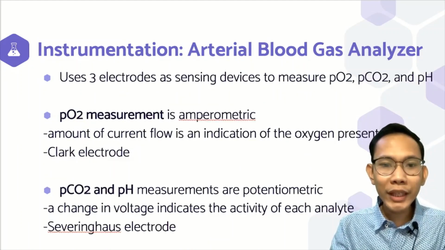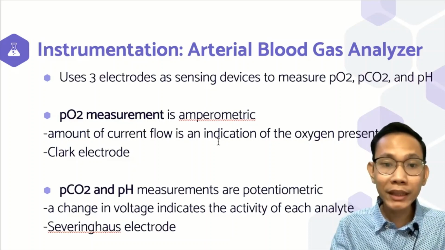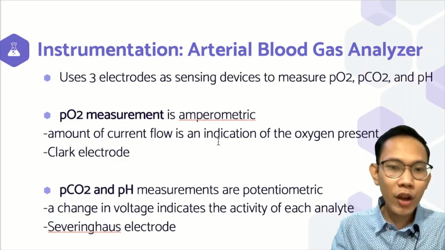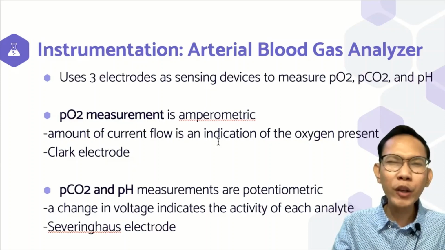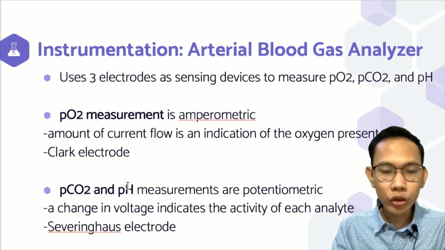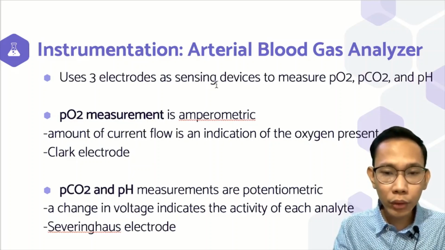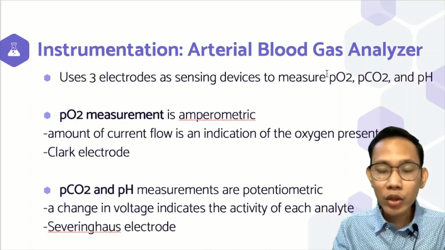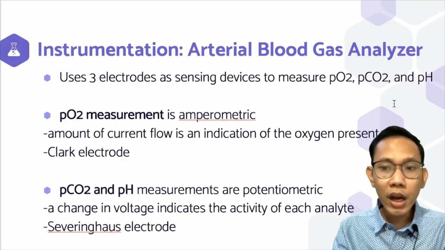So we have also your instrumentation. We have your arterial blood gas analyzer. So let's talk about instrumentation, no? Kung paano ba na-detect yung mga PO2, PCO2, and your pH. So it uses your 3 electrodes as a sensing device to measure now your partial pressure of oxygen as well as the partial pressure of your carbon dioxide and your pH value.